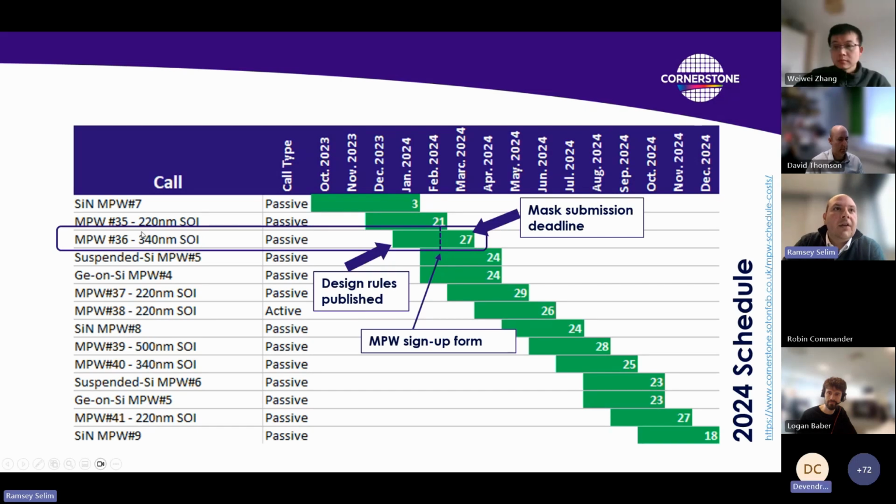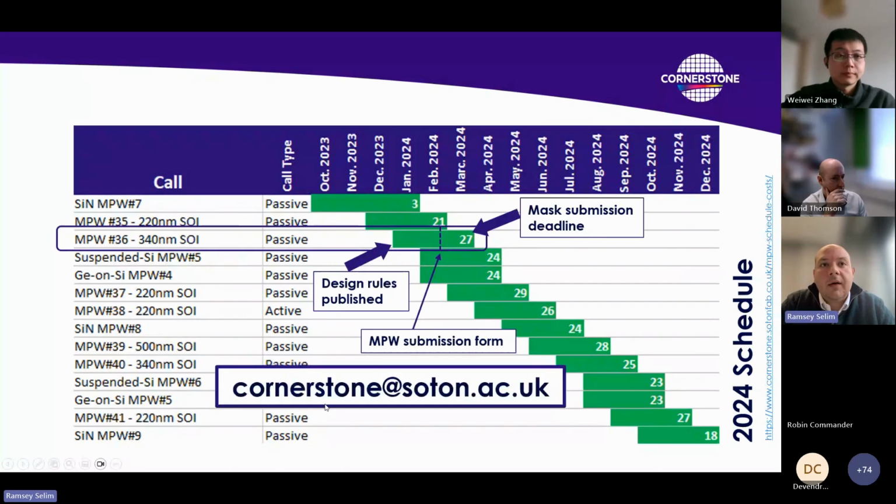So for example, here we're saying the 314 nanometer SOI, there are design rules that are published already. You can access them, but you can also let us know through a sign up form. That will be this week. For example, people will have already told us this week that they're signing up, or the latest will be people telling us later this week. And then the final submission for the mask will be the end of March. But if you have any questions about that, you can just email us straight away at cornerstone@sutton.ac.uk, and that way you can get in touch with us directly and we can guide you and help you with that.